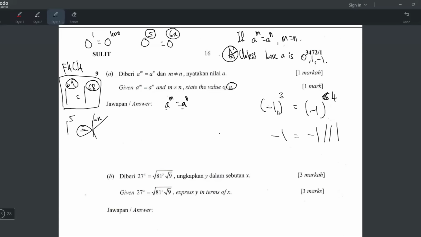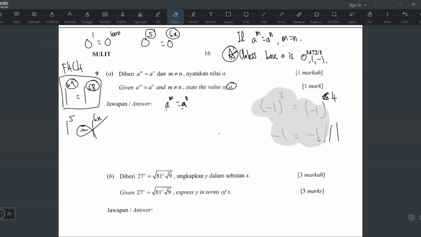Because when the base is 0, 1, -1, I already proved to you. For base 0, it doesn't matter what power, you get zero. So you can't say that the power is equal on both sides. Same with 1 also. If the base is 1, it doesn't matter what power, you get 1. So you can't say that the power is equal. For -1, it will be a bit weird. When the power is an even number, it will be 1. But when the power is an odd number, then it will be negative. Okay? So that's the explanation.